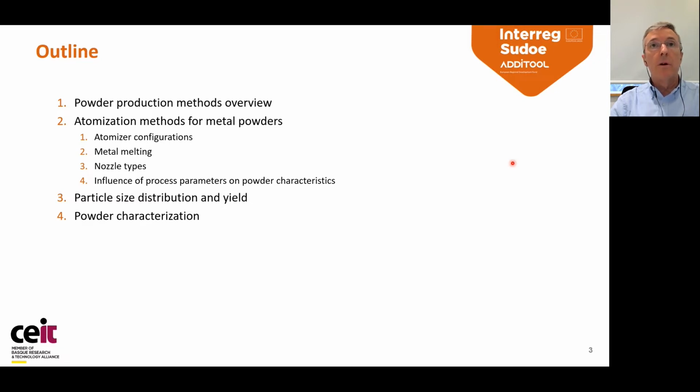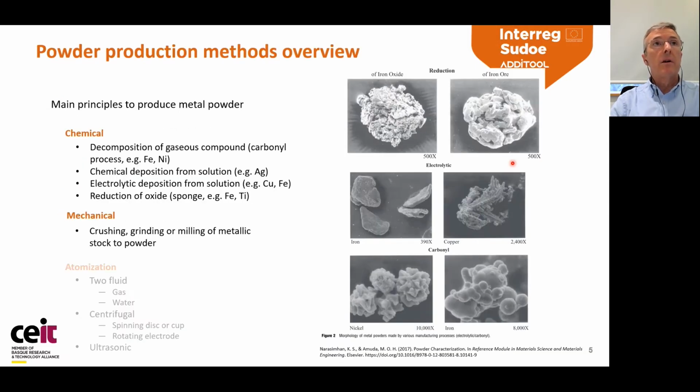So I'll try to give you a general overview on how powders are produced, and specifically for additive manufacturing, and what are the alternative production methods that you could use. Let's start with powder production methods overview. First of all, if you want to make powder, you have to be aware that there's a number of methods that you could use. Basically, there are 3 main principles which are used to produce powders industrially: chemical, mechanical, and atomization. Let's start with the first 2.